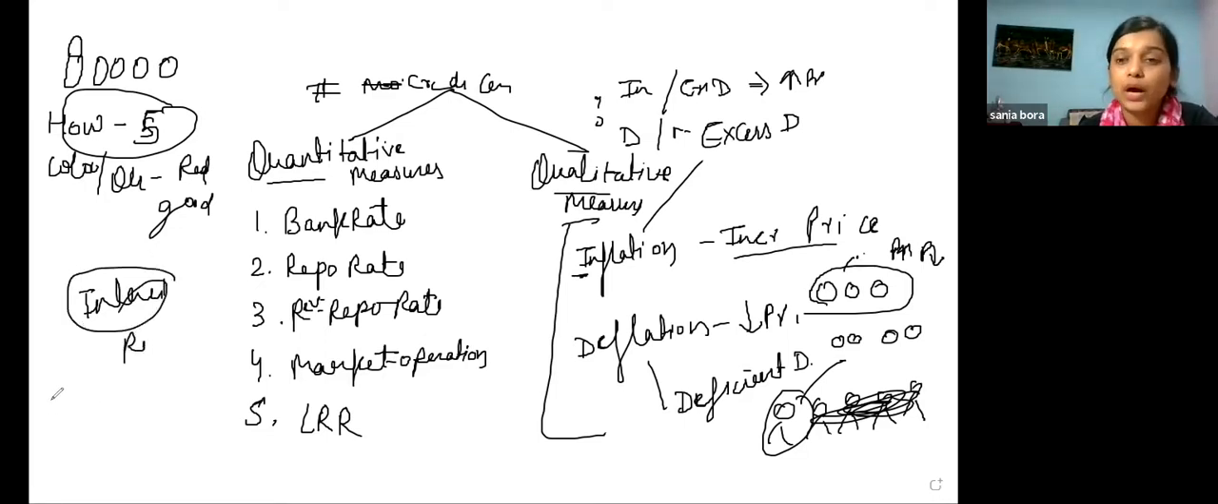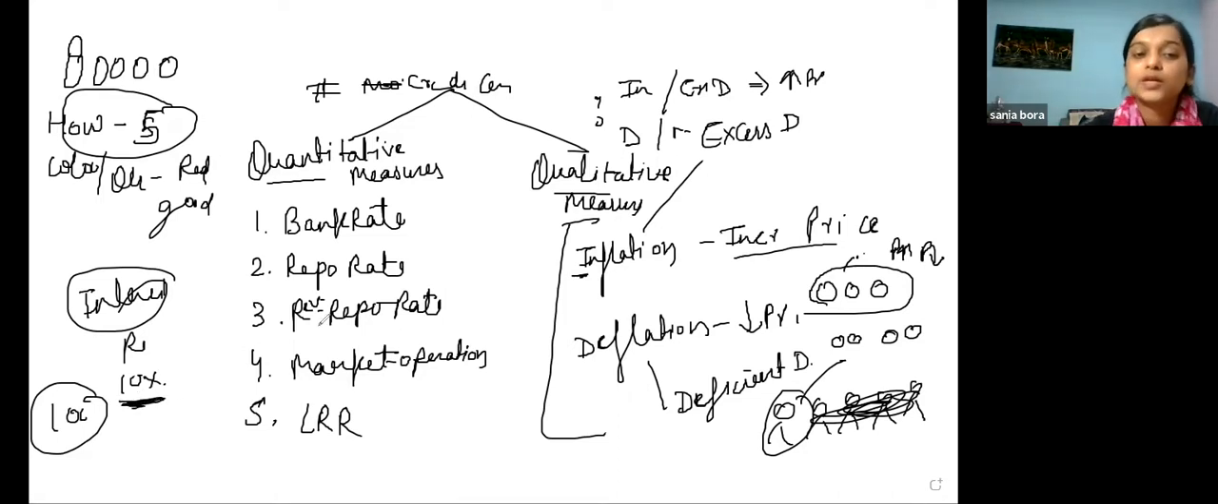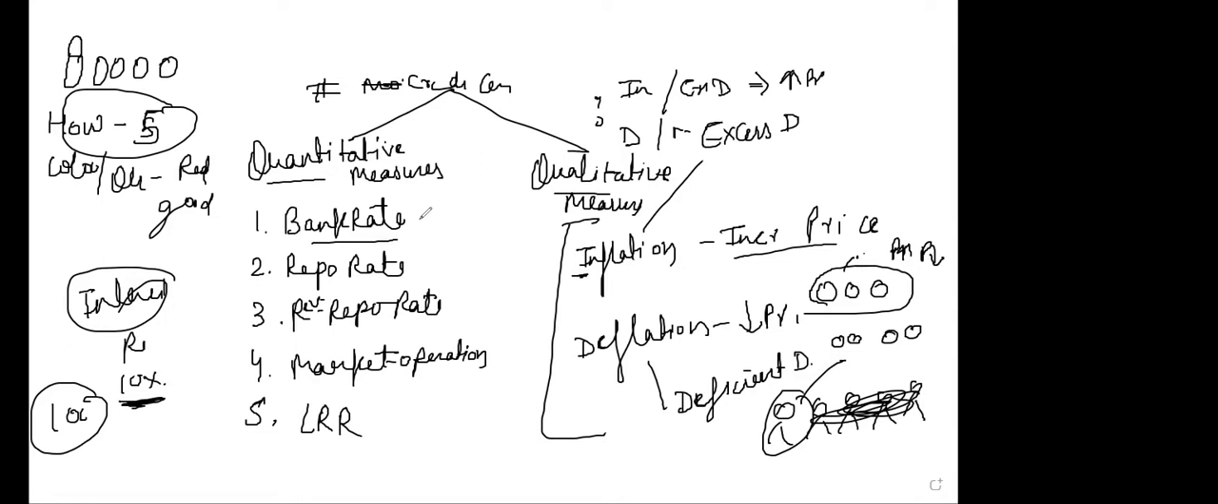For example, you took a loan of 100 rupees from me, and I say you have to pay 10% interest on this loan. So whenever you return 100 rupees, you have to pay 10% extra. That is a rate. So first is bank rate. Usually when a commercial bank takes loans from the central bank, this is the rate at which the central bank gives loans to the commercial bank. Clear?